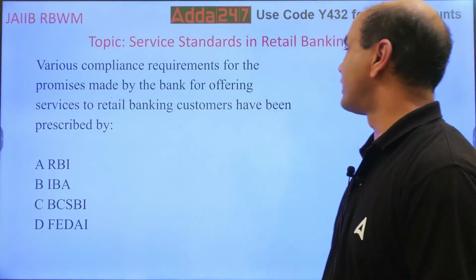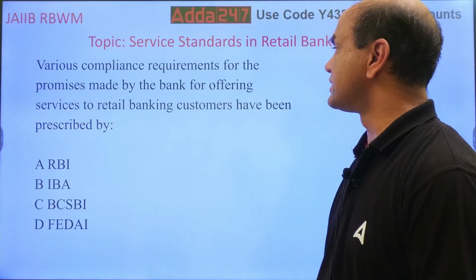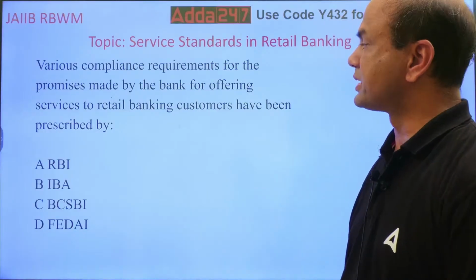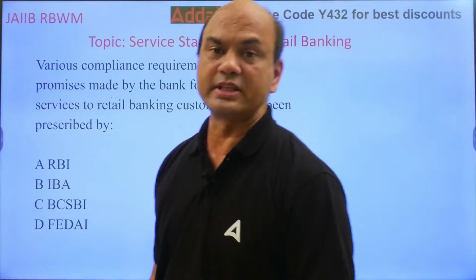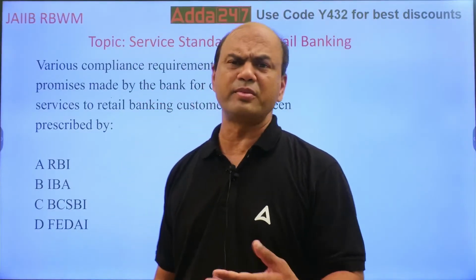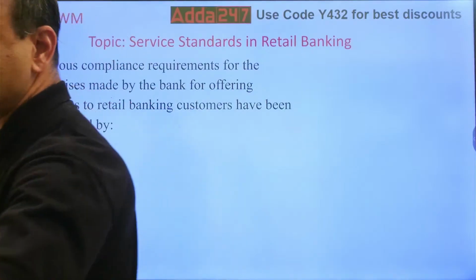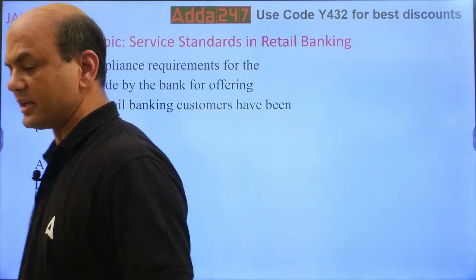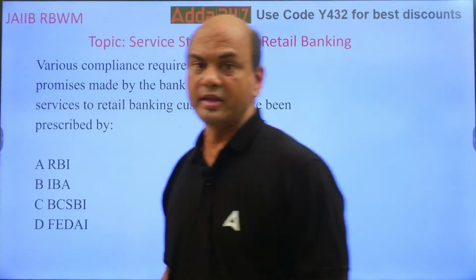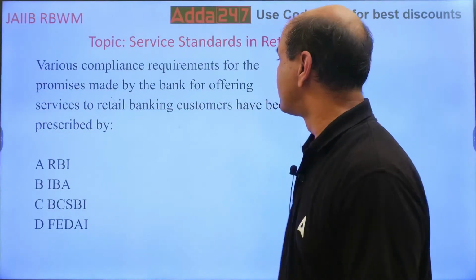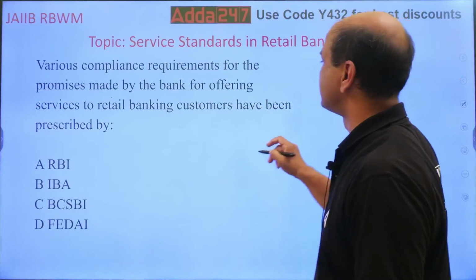Various compliance requirements for the promises made by the banks for offering services to retail banking customers have been prescribed by whom? What are the service levels given to the customers? What do you mean by service levels? Service level here means, suppose I say my DD will be given in, let's say, half an hour. So I have to adhere to it. That is known as TAT. So I will focus on TATs. My service level will be TATs.